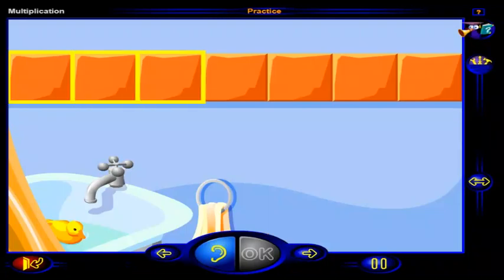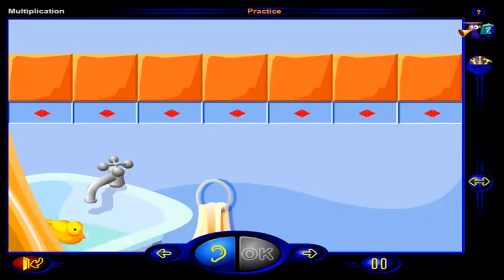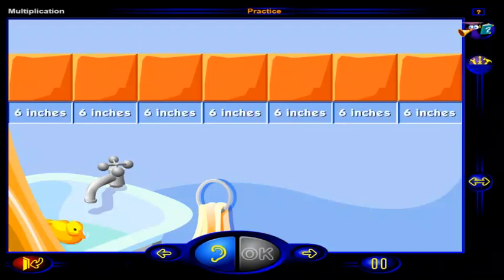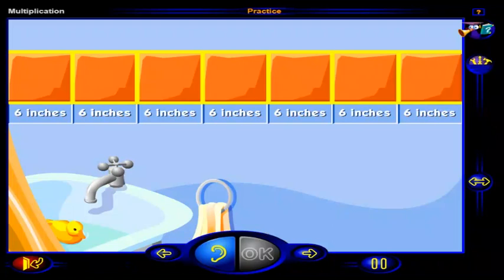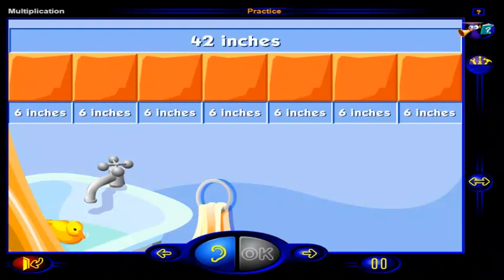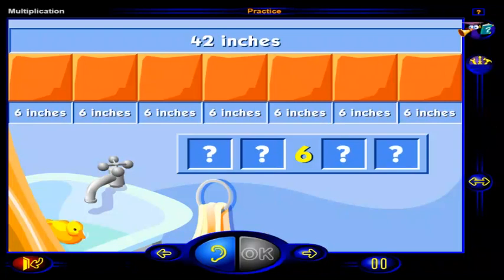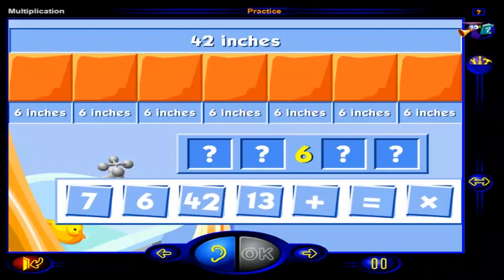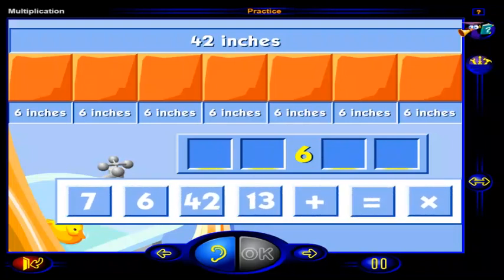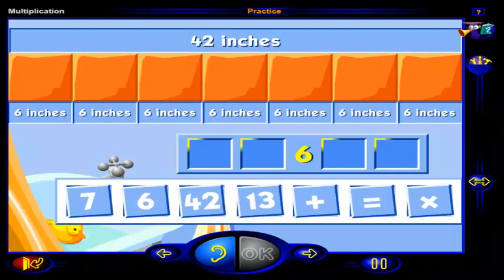There are 7 tiles here. The length of each tile is 6 inches. So the length of this row of 7 tiles is 42 inches. What number sentence can you use to show the length of this row of tiles? Drag numbers and signs here to complete the number sentence. When you're done, click OK.